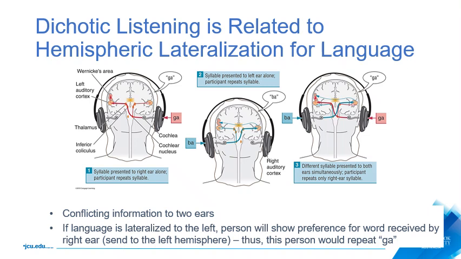Now we look at dichotic listening. When we have conflicting information sent to two ears, the person will tend to show a preference for the word received by the right ear. In this case, the person will repeat "ga" because "ga" is sent to his right hemisphere.